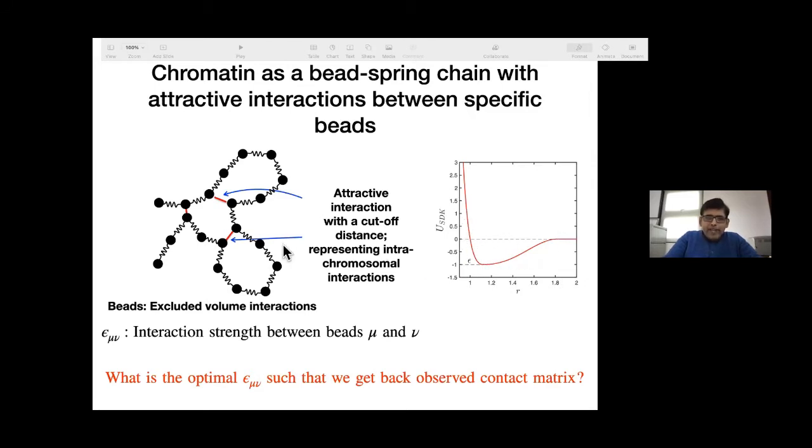And we want to find out the parameter that we do not know, the interaction strength, the epsilon, which is the strength of this interaction. So our aim is to find out the epsilon mu nu, which is the interaction strength between different bead pairs mu and nu. And the question is, what is the optimal epsilon mu nu value such that we get back the experimentally observed contact matrix?